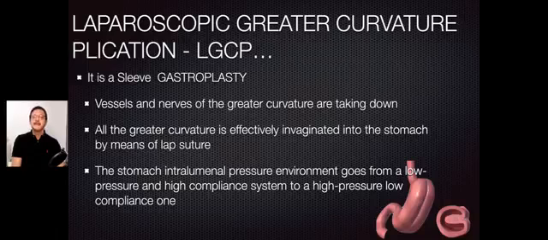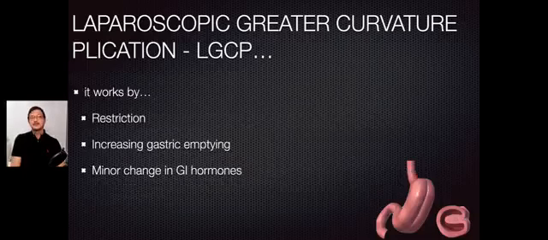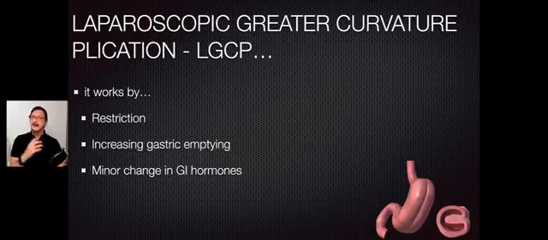Effective to the point that the intraluminal pressure environment of the stomach, that is a low pressure, high compliance system, goes to a high pressure, low compliance system, one similar to what happens in the sleeve gastrectomy. So it works by restriction, by increasing the gastric emptying, and it can also cause minor changes in GI hormones, according to the studies up to now.